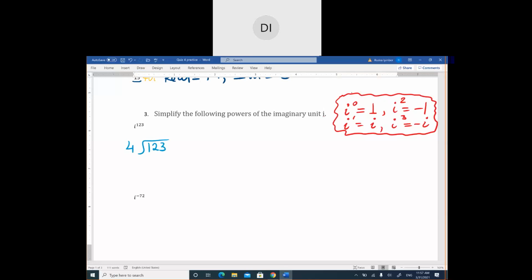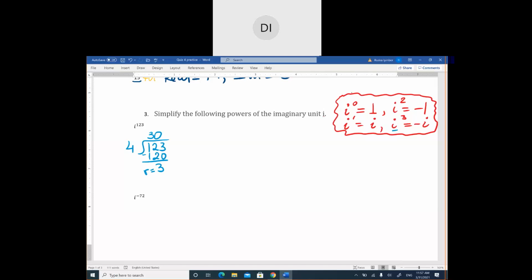And that's 30, right? Okay, so it's 30. So 30 times 4 is 120. And the remainder is 3, right? So if the remainder is 3, that means I have this case here. i cubed is going to be -i. That's my answer. But this is how you show your work.